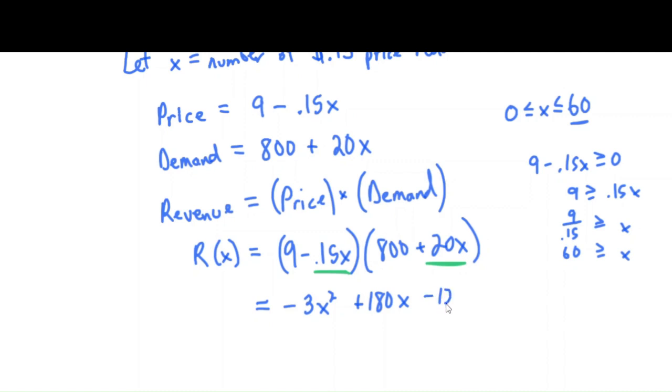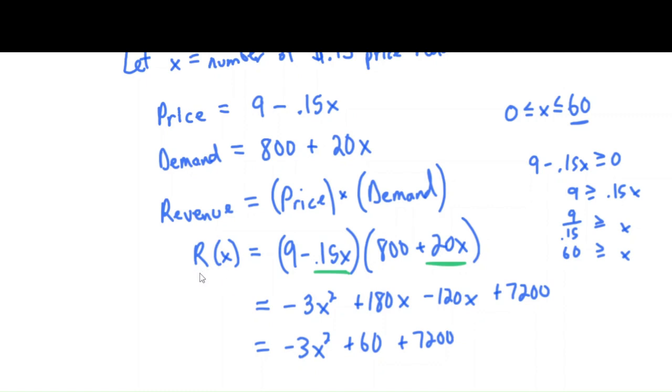So this would be minus 120x. And last of all, if we multiply 9 times 800, that's 7,200. Okay, and if we simplify this, we get minus 3x squared plus 180x minus 120x, which is 60x, plus 7,200. Okay, so what did I do here?